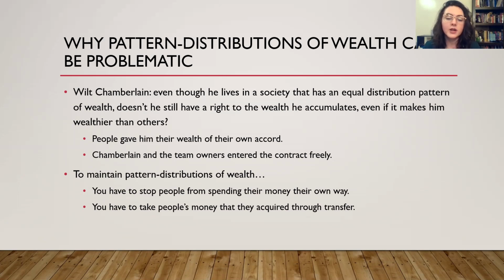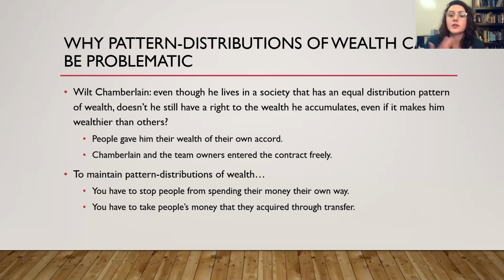First, people gave him their wealth of their own accord. Even in this society with equally distributed wealth, people had their wealth and they chose to use it in the way that they saw fit. And second, Chamberlain and the team owners entered the contract freely. There was nobody forcing anybody else to do anything. There was a free movement of agreement and of money. So it seems like Chamberlain didn't do anything to cheat anybody out of anything. People spent their money as they saw fit.